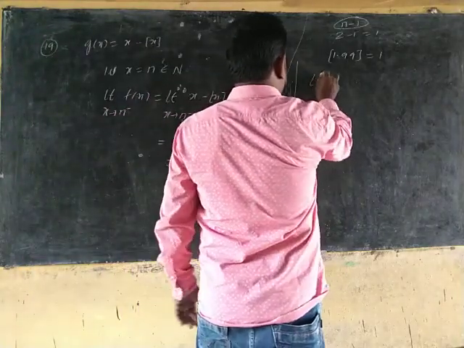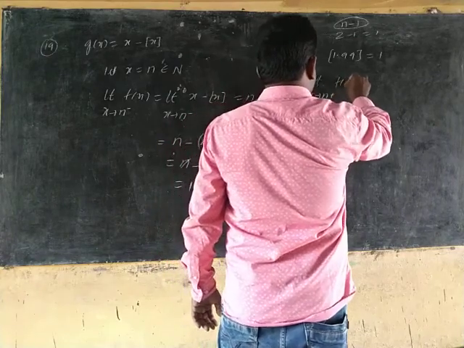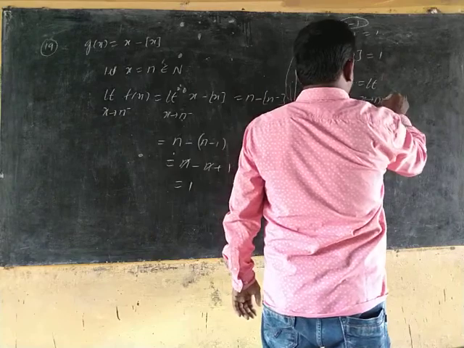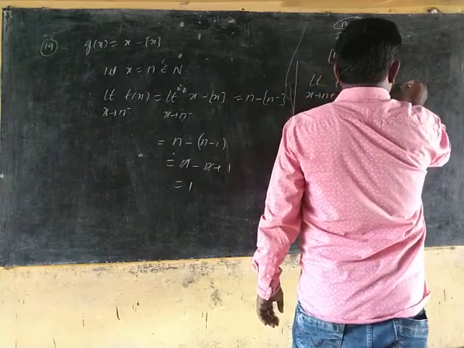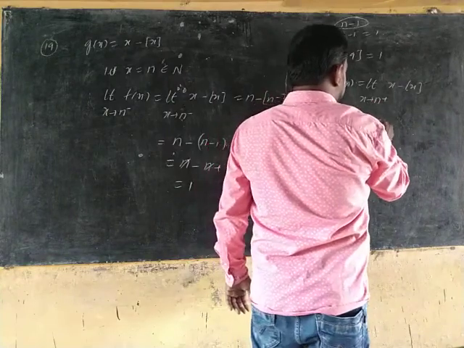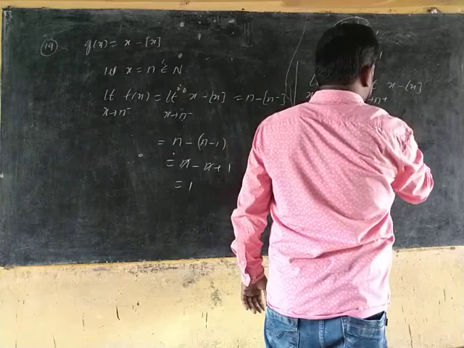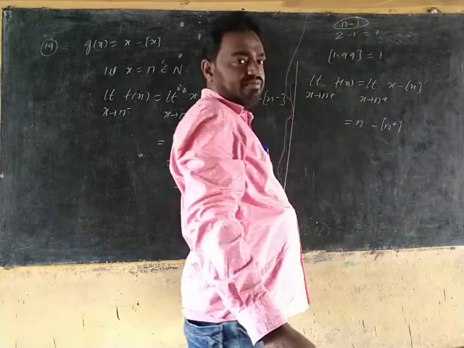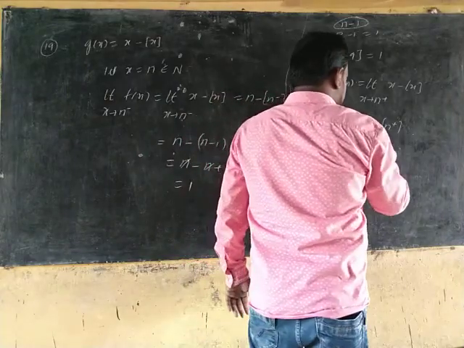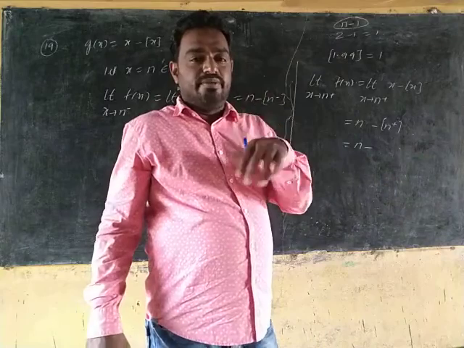Next, the right hand limit you find out. Limit x tends to n plus of f of x is equal to x minus step x, which is n plus minus n plus. Here n plus, if you write n plus, is approximately equal to n. So n minus n plus means, for example, n is equal to 4.